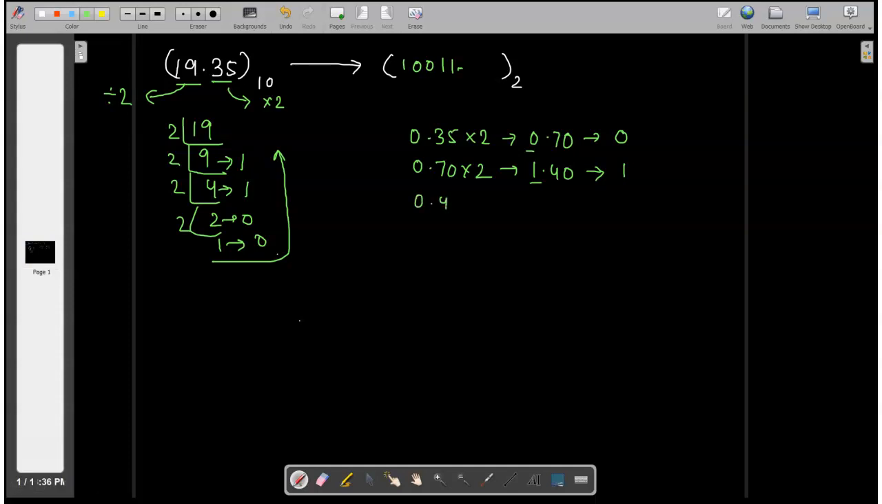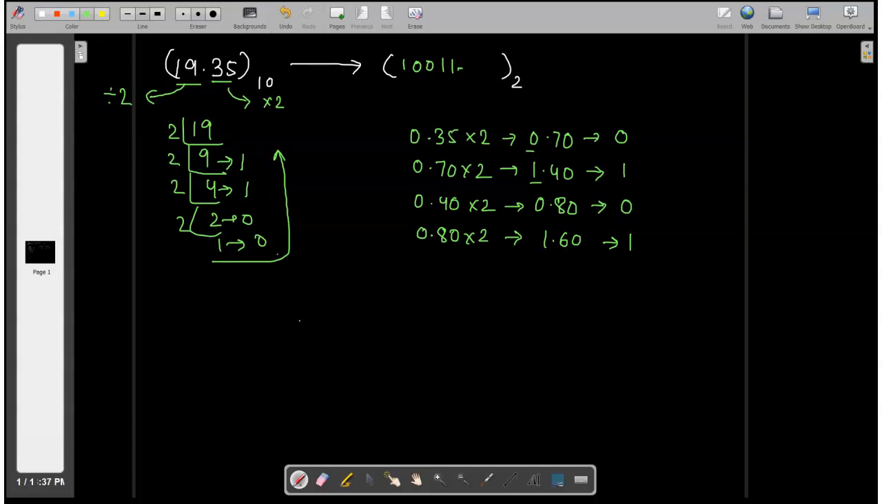0.40 into 2. What are we going to get? 0.80. So before the decimal point, number 0. Then again we have 0.80 into 2. So answer will be 1.60. Before the decimal, 1. You can continue this till you get a whole number 1, or you can stop it till here. Okay, 4 digits more than enough.